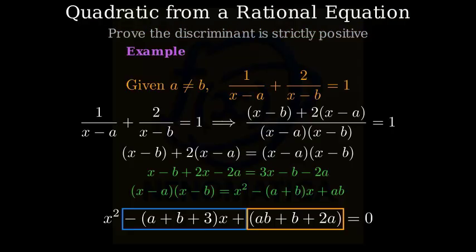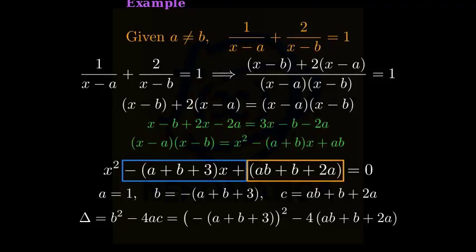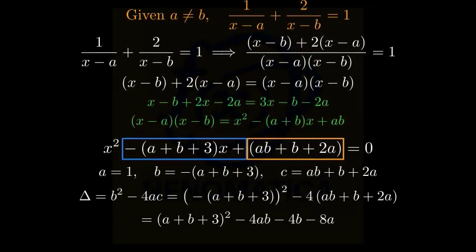Step 4. Identify the quadratic coefficients. Here, little a equals 1, little b equals negative of a plus b plus 3, and little c equals ab plus b plus 2a. Now, compute delta, which is b squared minus 4ac.